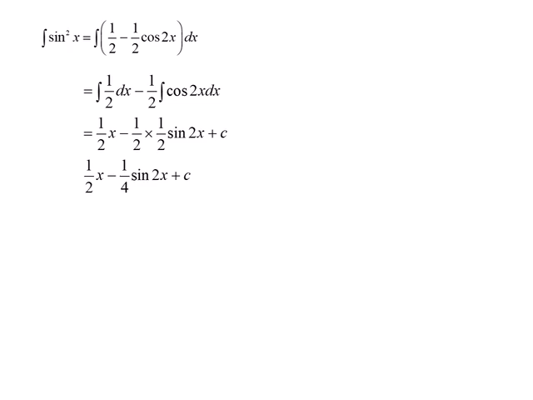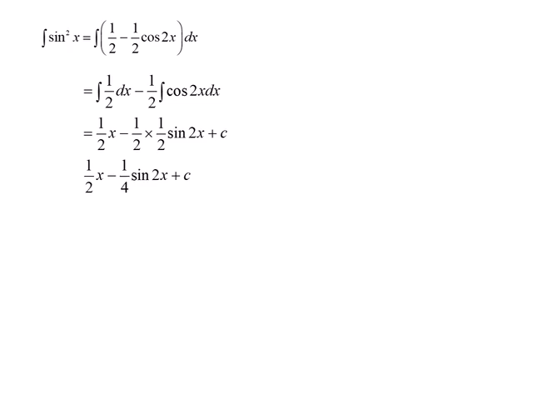Now, you are integrating cos 2s. If you are integrating cos 2s, it gives us what? Sin 2s all over 2. So that's why we are multiplying this one together, and it becomes 1 over 2s minus, we have multiplied by half sin 2s, which will give us 1 over 4 sin 2s plus c.